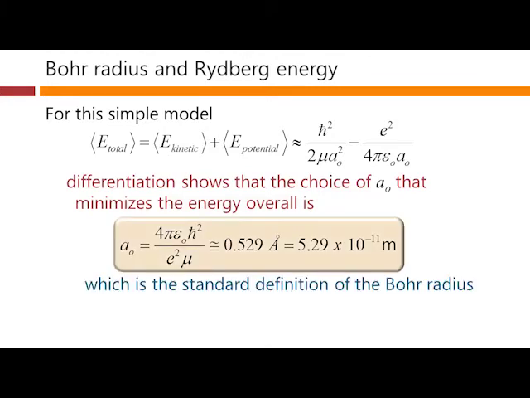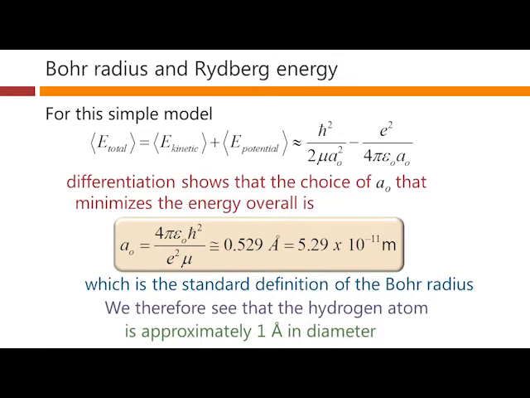In fact, I have chosen my various arbitrary constants throughout this argument, of course, to get the right answers at the end. But anyway, this A0 here is the rigorous definition that we're going to find later on for what we call the Bohr radius of the hydrogen atom. So we can see, therefore, on the basis of this very rough argument, that the hydrogen atom is approximately 1 angstrom, or 0.1 nanometers in diameter.